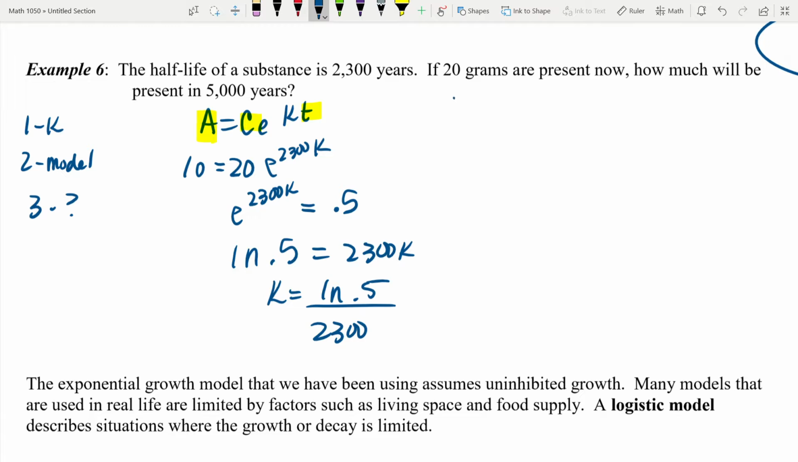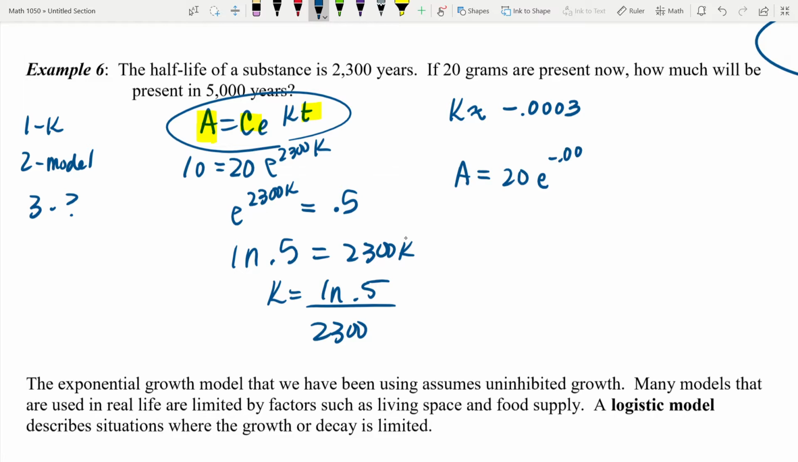Okay, and we're going to say K is approximately negative 0.0003. They didn't tell me where to round. It doesn't matter where I round because I'm going to store it and I won't round until the very end. So everybody hit store, enter. Now I'm going to write down my model. So everybody go A equals, you start with 20, E to the negative 0.0003 t.